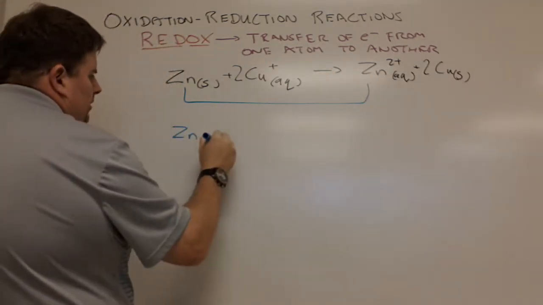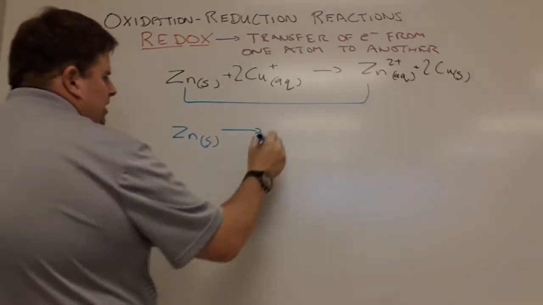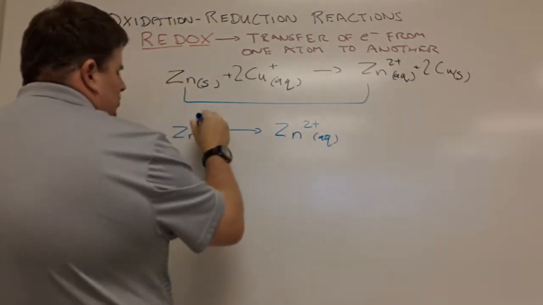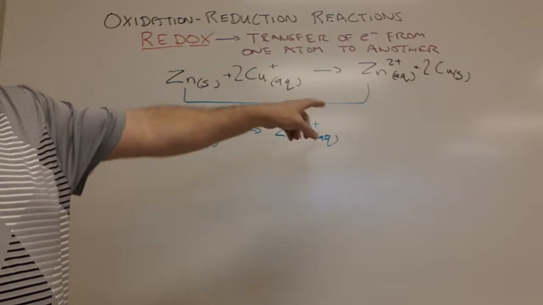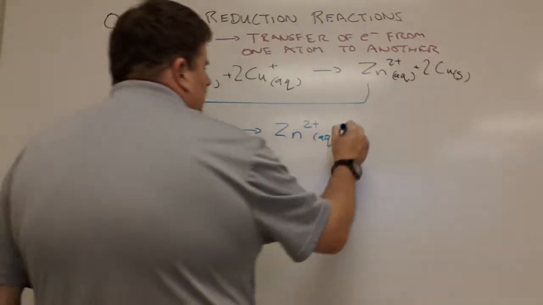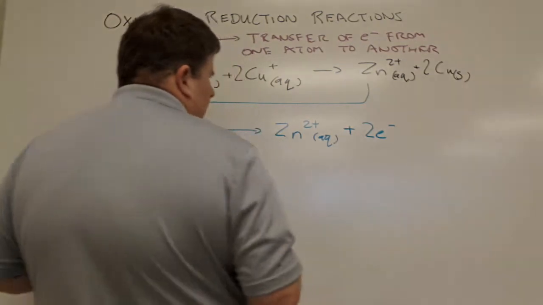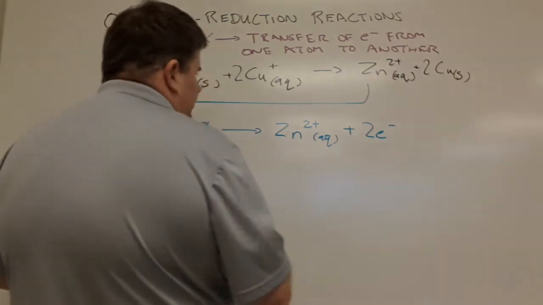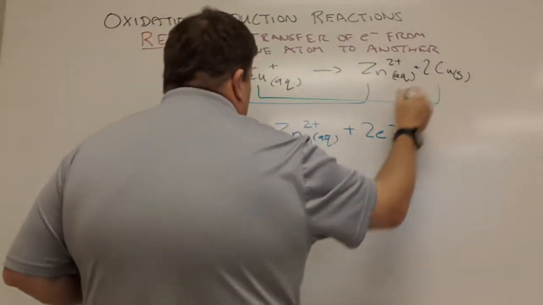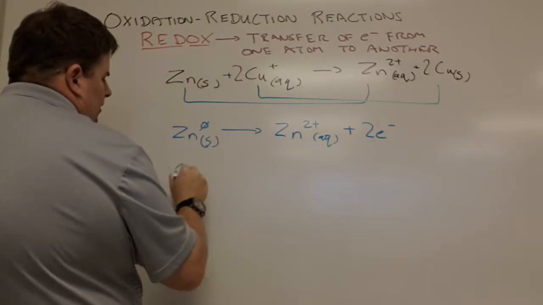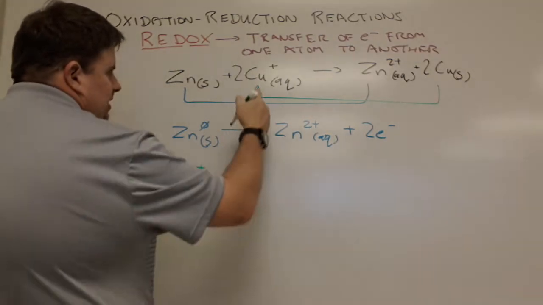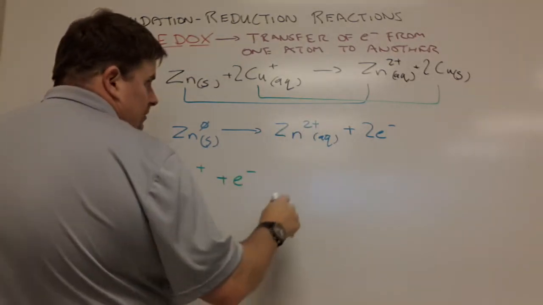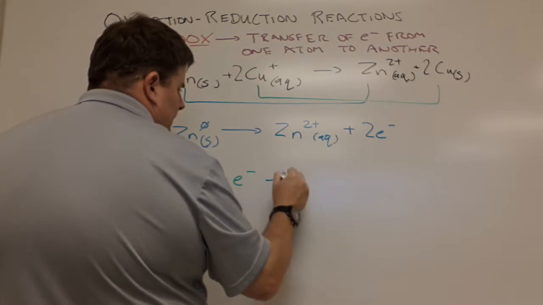So zinc solid goes to zinc 2 plus, and at this point, because this was neutral, I have to balance the charges on the system. So now I get 2 electrons out. All right? My second system that I'm going to use is copper. In this case, it took copper plus, and it's gaining an electron to become copper solid.